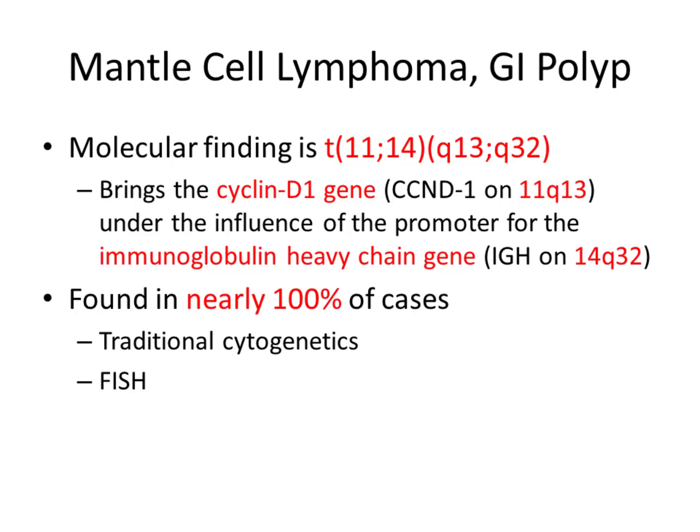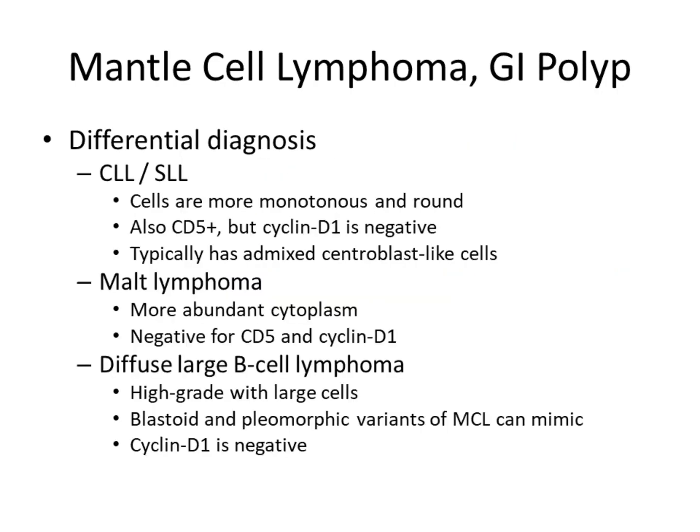This translocation brings the cyclin D1 gene on chromosome 11 under the influence of the promoter for the immunoglobulin heavy chain gene on chromosome 14. This translocation is found in nearly 100% of cases and can be identified using traditional cytogenetics or FISH. The differential diagnosis should include small cell lymphoma, MALT lymphoma, and a diffuse large B-cell lymphoma.